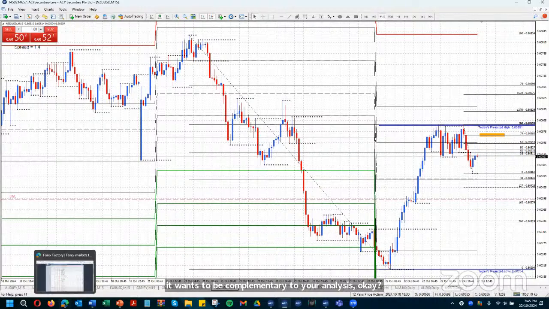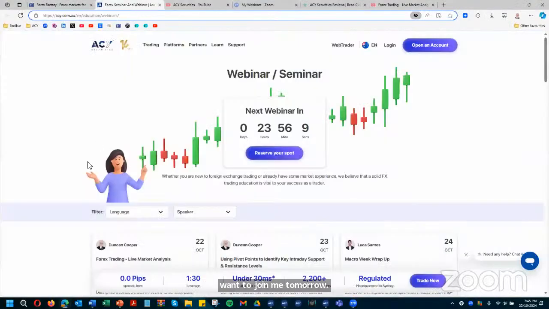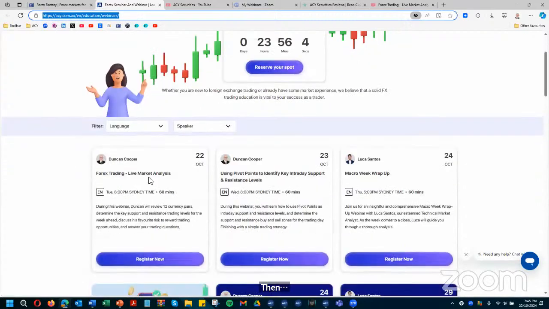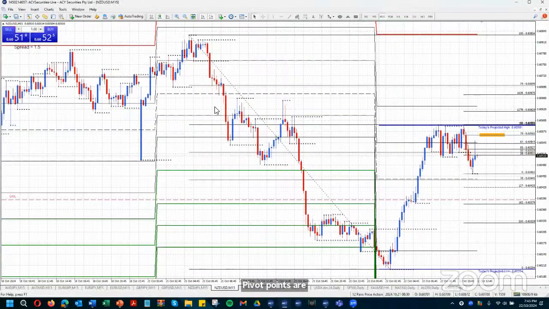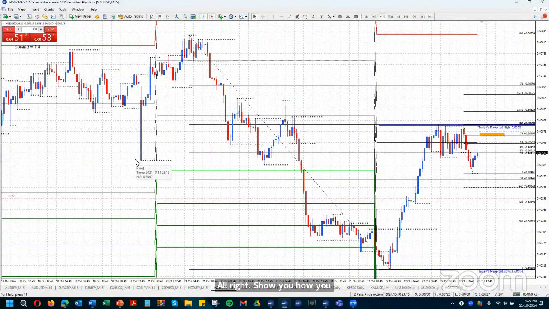If you want to join me tomorrow, head over to the webinar page. Here's the link at the top. Tomorrow I'll be going through pivot points, what they are and how to use them. These are the colored areas on my 50-minute chart of intraday support and resistance levels. I'll show you how you look at those and interpret those, and how you can use them within your trading.